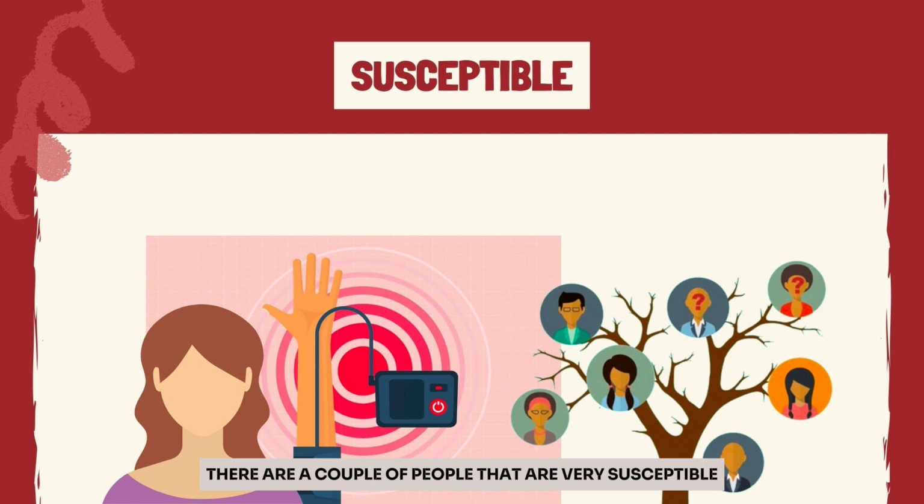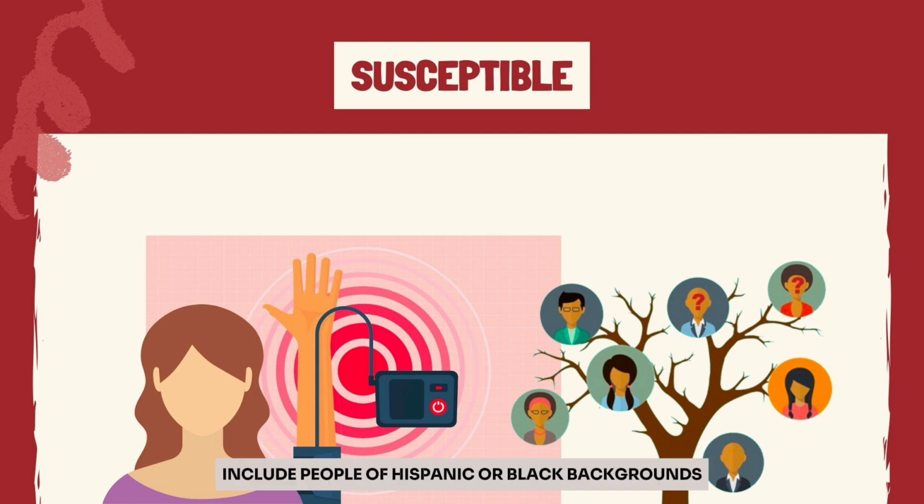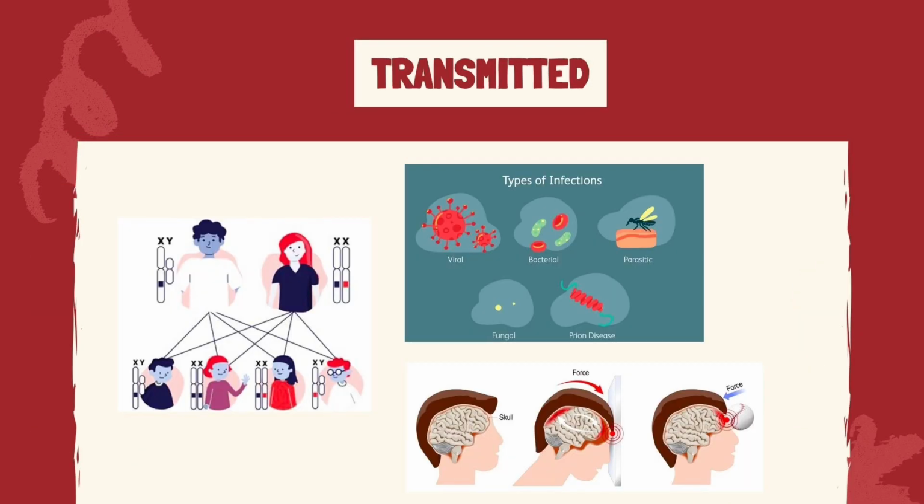There are a couple of groups that are very susceptible to aneurysms, including people over the age of 40, women, people with an immediate family member who has suffered an aneurysm, and people with high blood pressure. A lot of people with high blood pressure are of Hispanic or Black backgrounds, which makes them also more susceptible to having aneurysms.